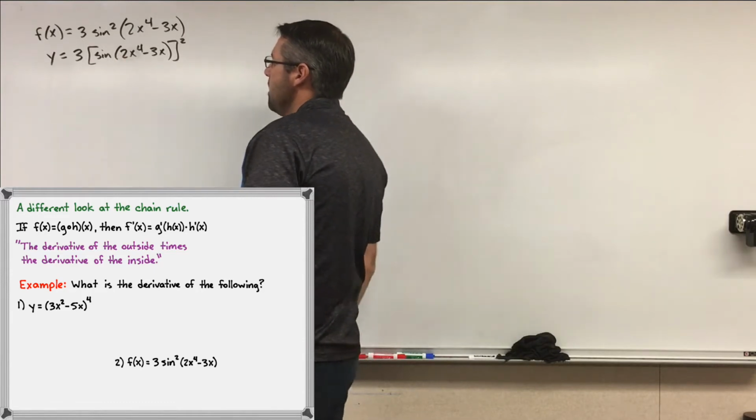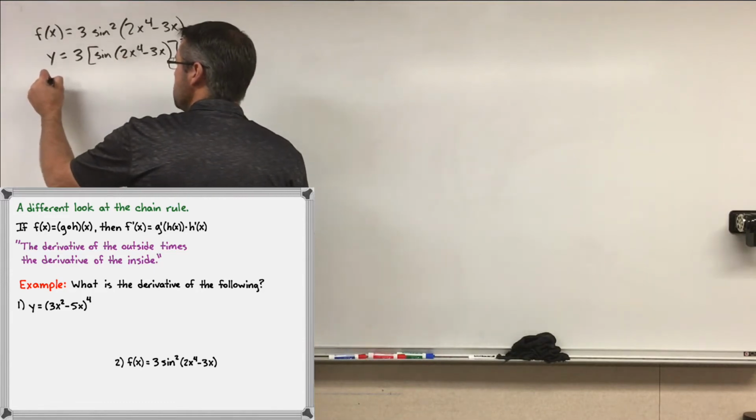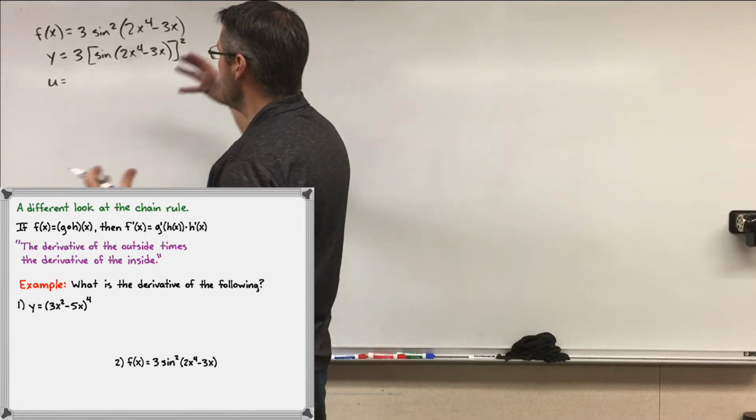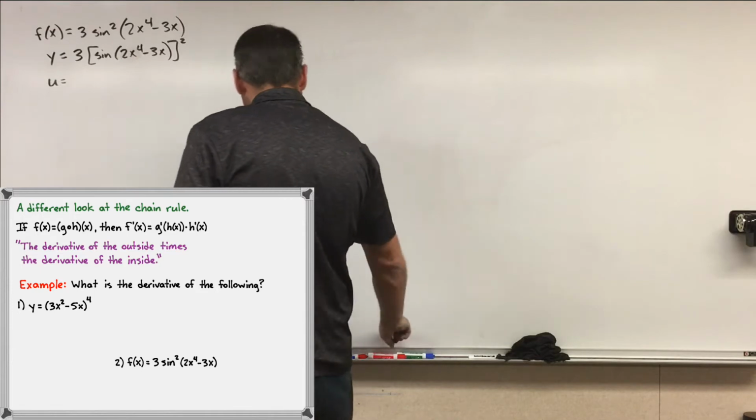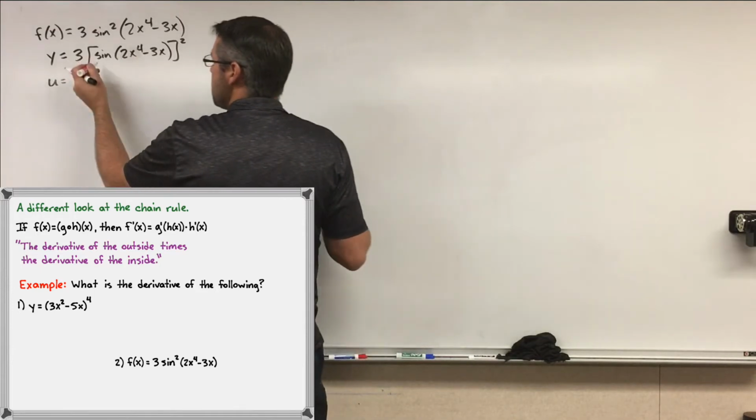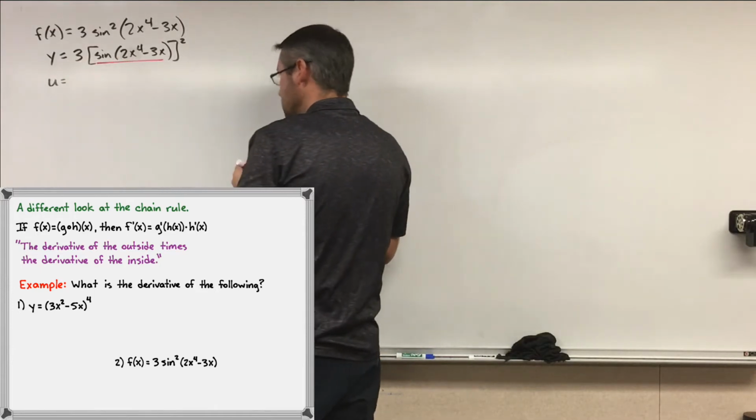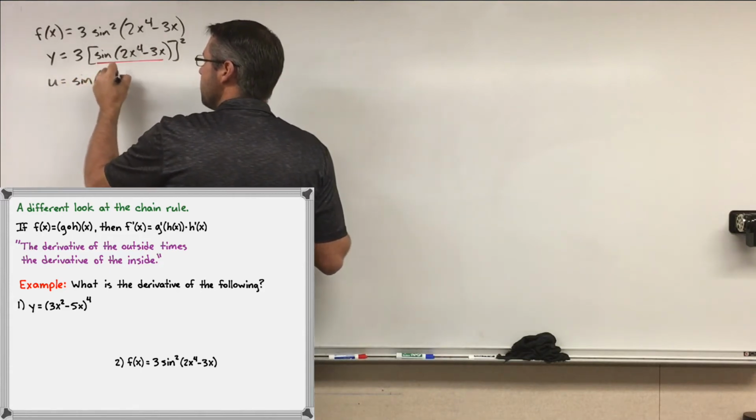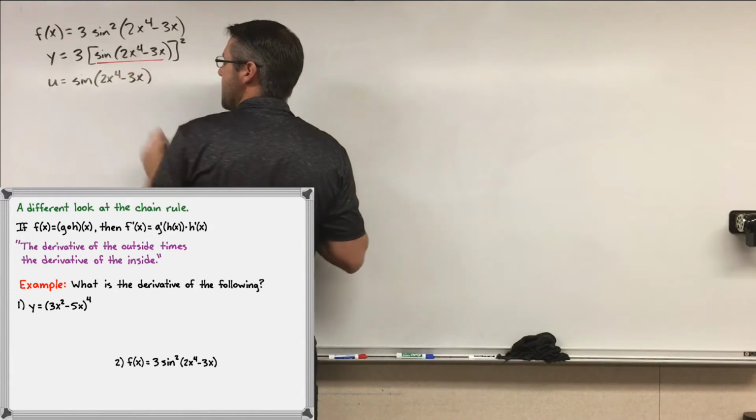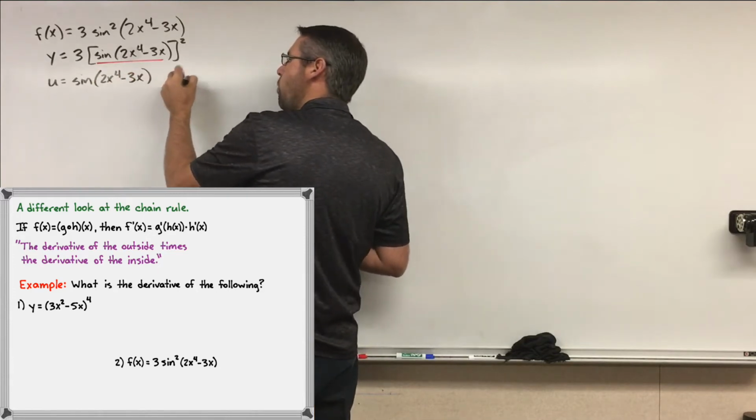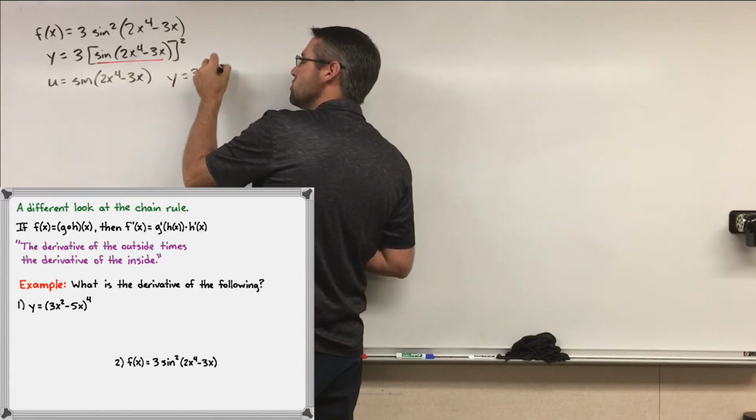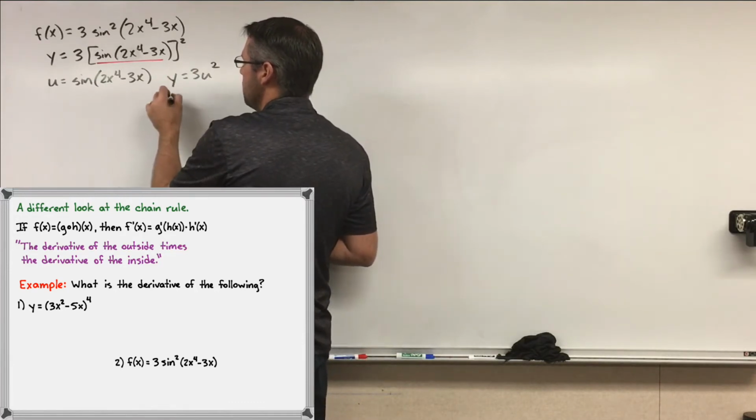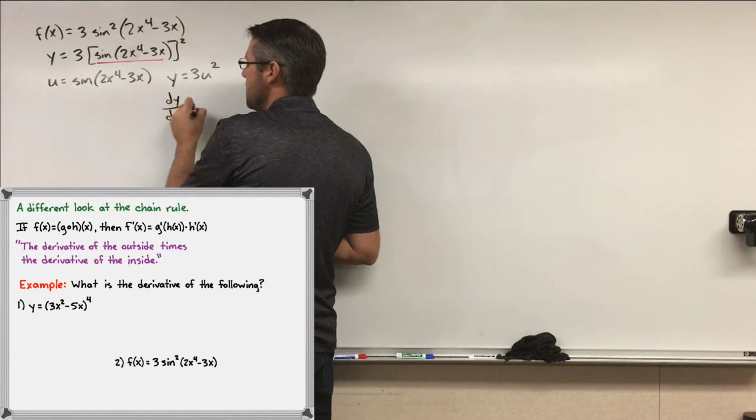Okay? So we would want to identify our u value. The long way, we'd identify our u value. We would say, well, what's the outermost thing? The outermost thing is the 3 and the squared. So let's say that u is equal to sine of 2x to the fourth minus 3x. Then that would imply that y equals 3u squared. So we're good with this. We can take the derivative of this all day long. We got dy du equals 6u.